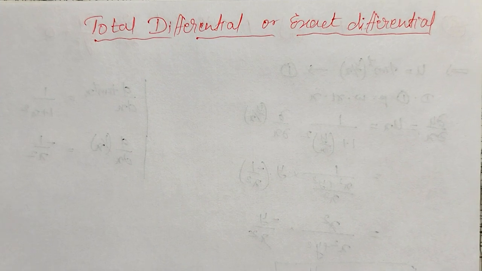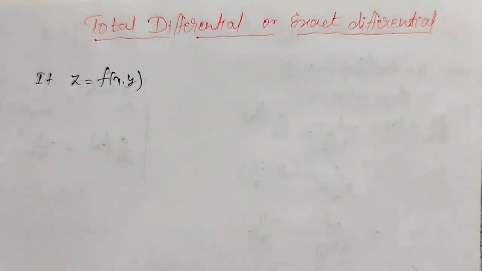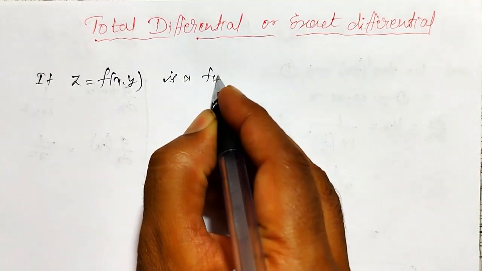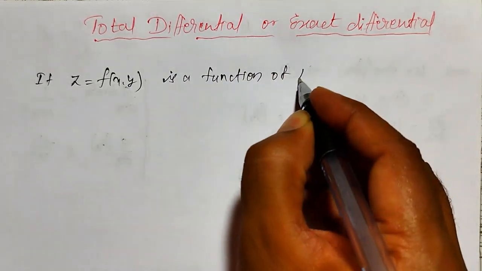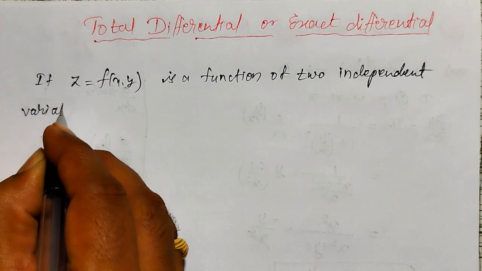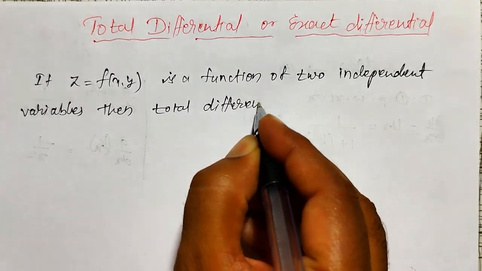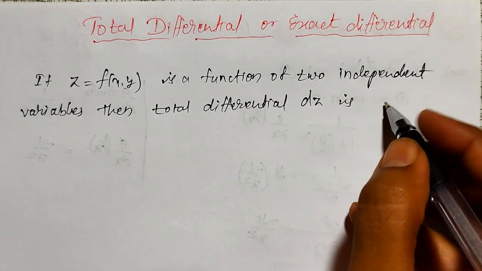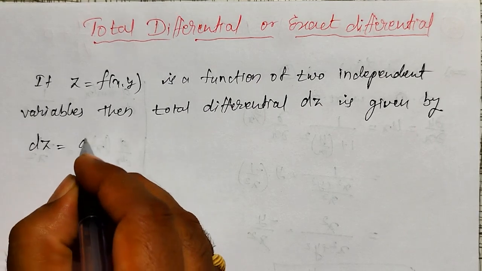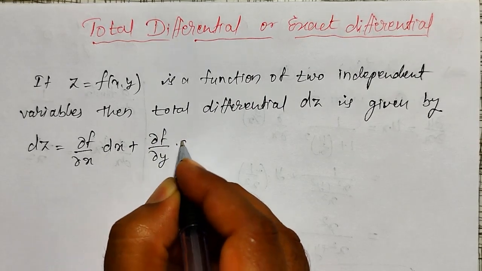I am going to discuss a total differential or exact differential. Here, if z is equal to f of x, y, a function of two independent variables, then the total differential dz is given by dz is equal to dou f by dou x into dx plus dou f by dou y into dy.